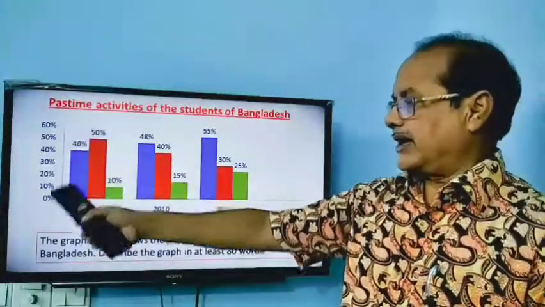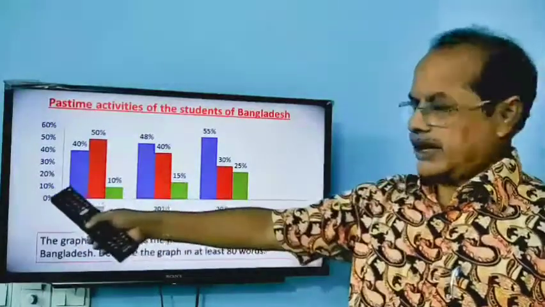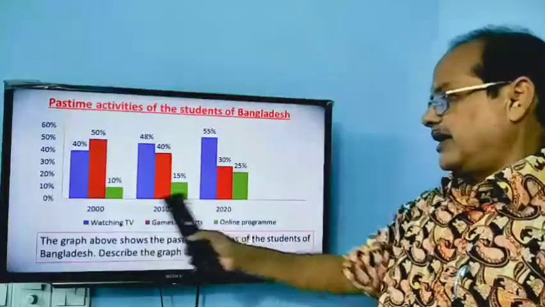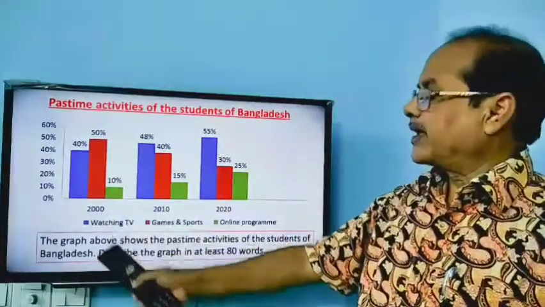There are 2 lines, one is the vertical line, another is the horizontal line. The vertical line indicates the range and the horizontal line indicates the year in which the survey has been taken.